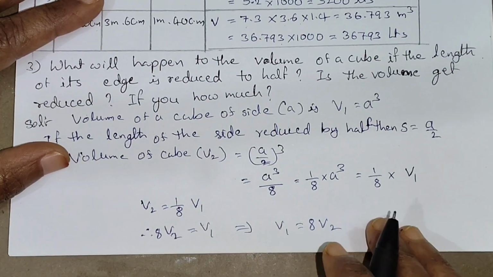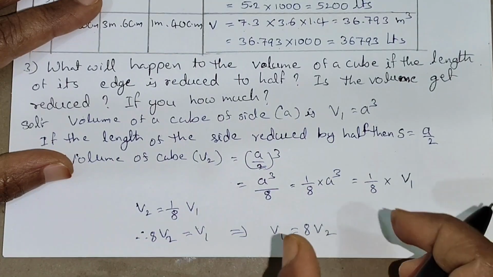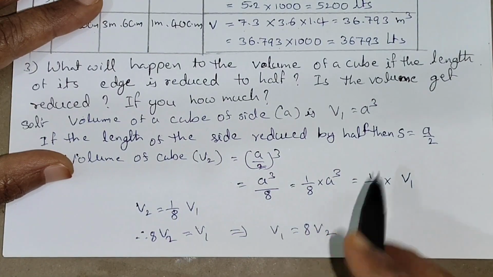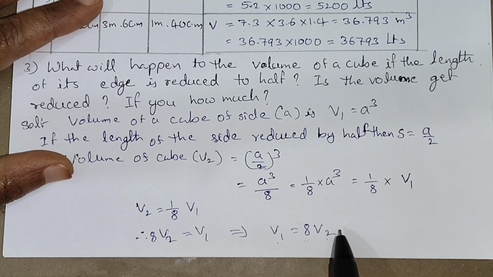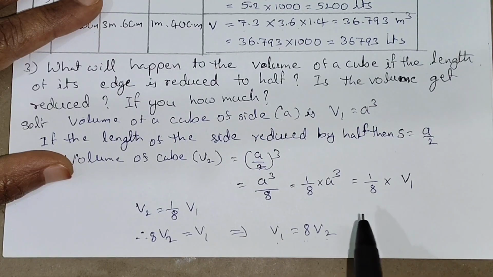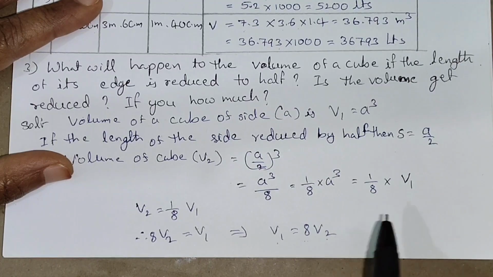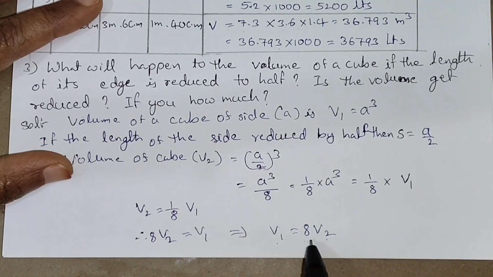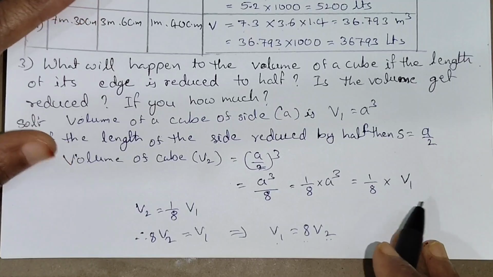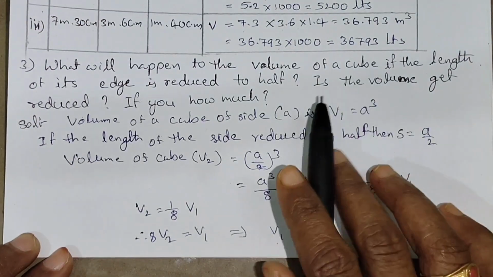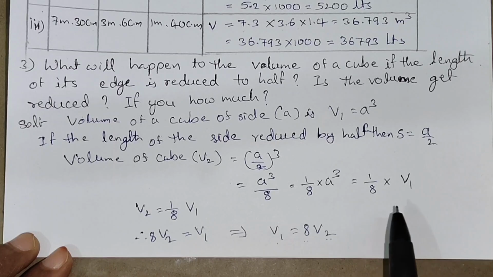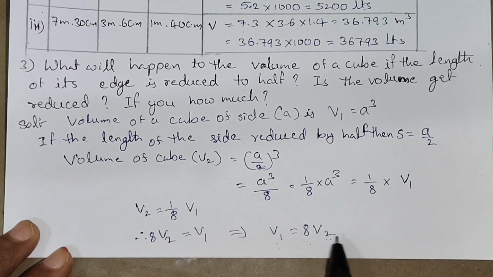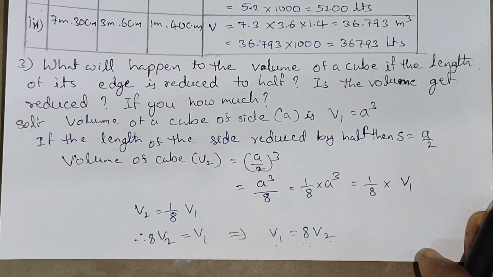So when the side is reduced by half, V1 equals 8 into V2, which means the volume is reduced 8 times. Side reduced to half means automatically the volume is reduced 8 times. So finally V1 equals 8 into V2. This is the third one's answer.